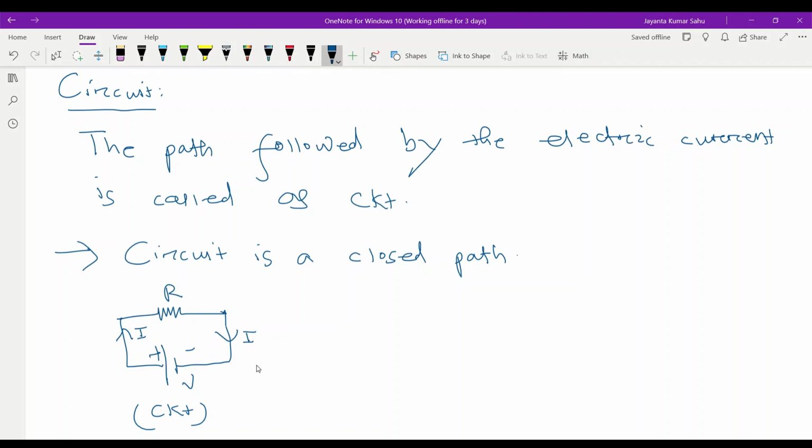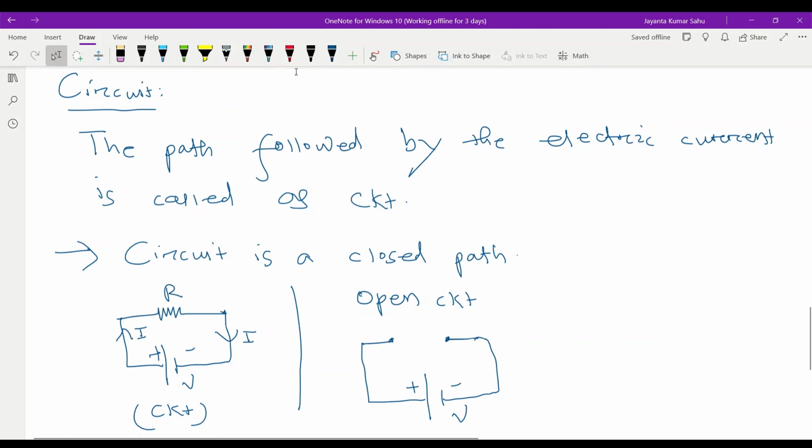Then if we remove the resistance R, we get an open circuit. If we remove the resistance R, we get an open circuit here. This is V, positive, negative. These are the terminals. In an open circuit, what happens? Let this terminal be A, since we have no circuit elements, this is also terminal A. This terminal is B, so this terminal is also B.